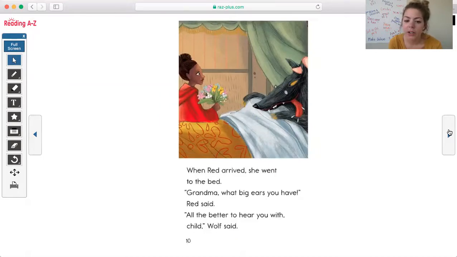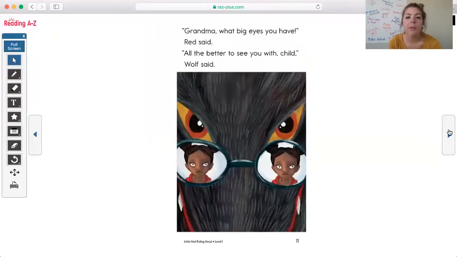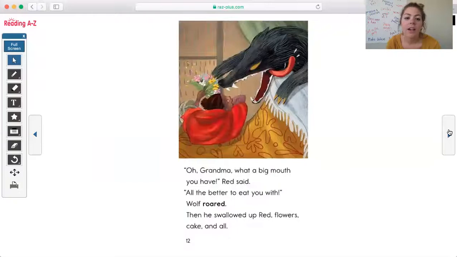All the better to hear you with, child, Wolf said. Grandma, what big eyes you have, Red said. All the better to see you with, child, Wolf said. Oh, Grandma, what a big mouth you have, Red said. All the better to eat you with, Wolf roared. Then he swallowed up Red, flowers, cake, and all.